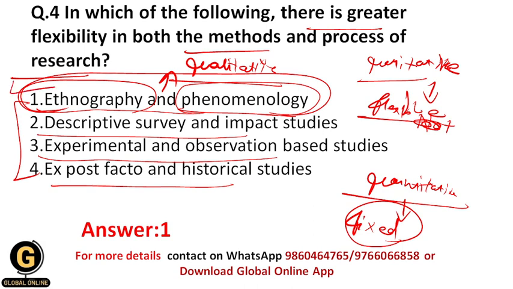And from these options, 2, 3, 4, all of these are types of quantitative research, because descriptive survey, impact studies, experimental and observation based studies, ex post facto and historical studies are all quantitative research methods. Over here we collect numerical data and we need to test the hypothesis by using statistical techniques. And that's why there is no kind of flexibility while doing the research.